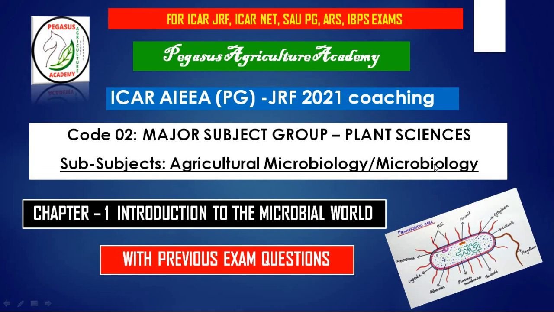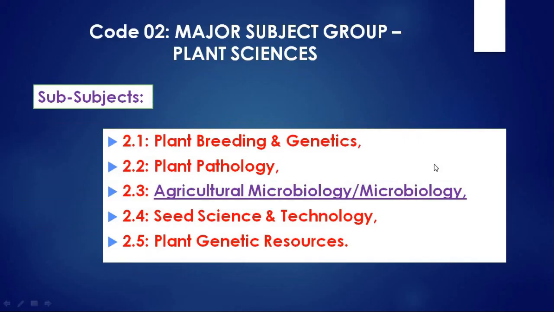Today we will have a small introduction about the microbial world. You know that the subject microbiology comes under the major subject group plant sciences. The subject group plant sciences consists of 5 different subjects: plant breeding and genetics, plant pathology, microbiology, seed tech, and plant genetic resources.